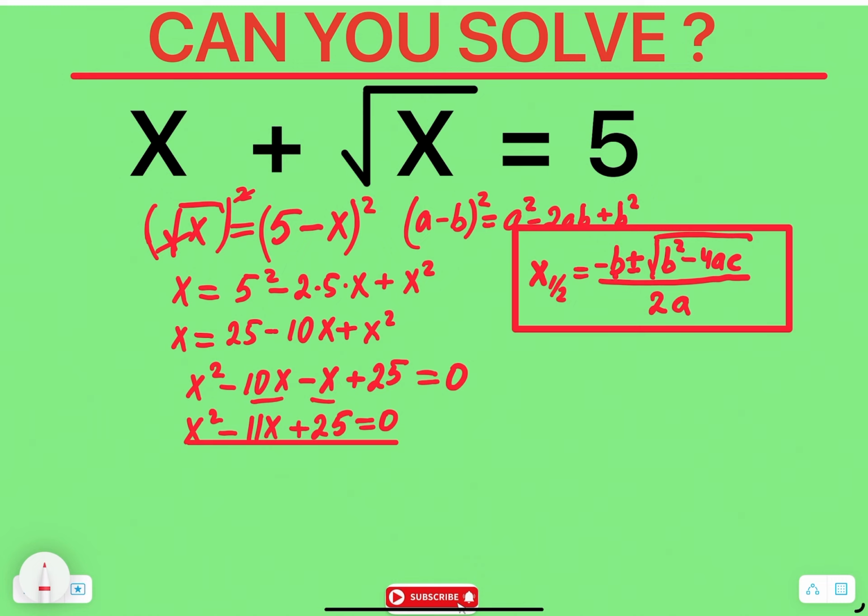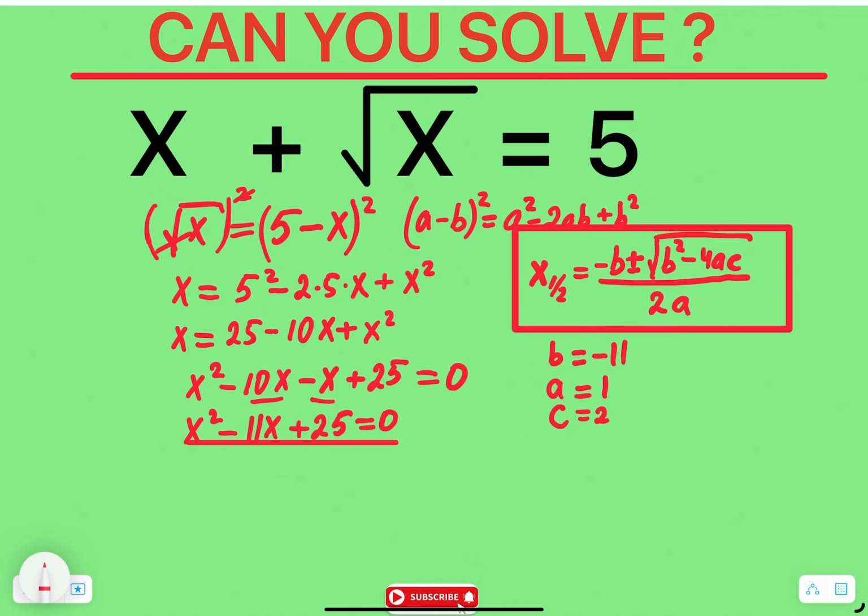In this case, our b is negative 11, which is in front of x. Our a is the coefficient of x squared here, but we don't have a coefficient. That means it equals 1. And c is this one, 25. We have to plug these numbers into this formula and find x. Let's do this here.